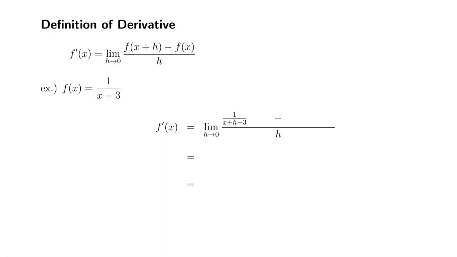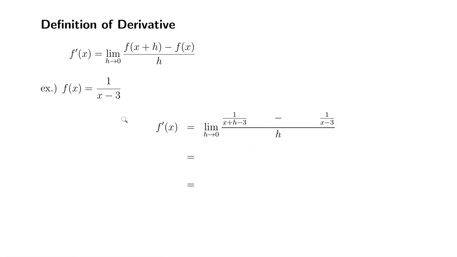So this is f of x plus h. That minus sign is already there, and then you have to put f of x. f of x is exactly the same as the original function, so 1 over x minus 3 goes here. So this is the definition of the derivative of this function.